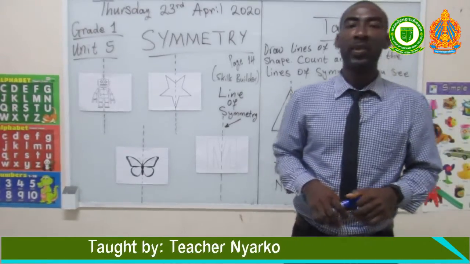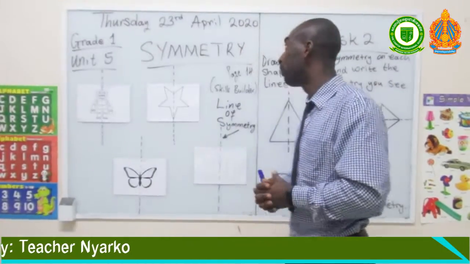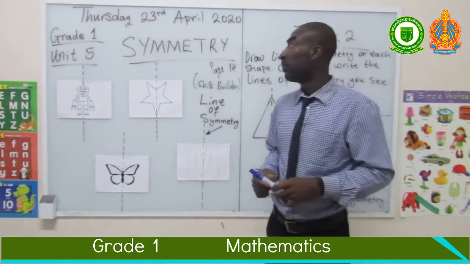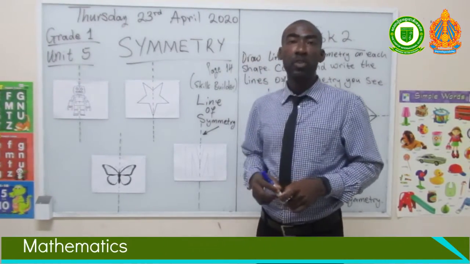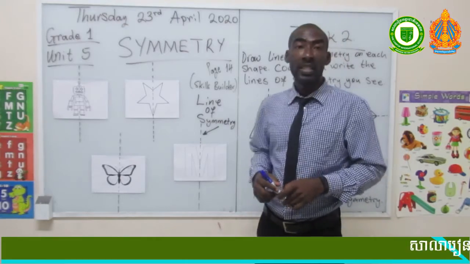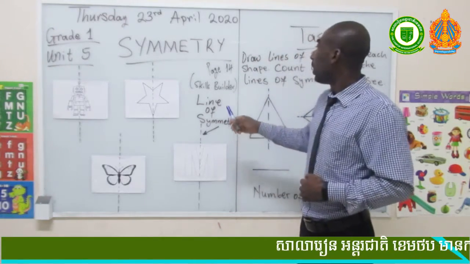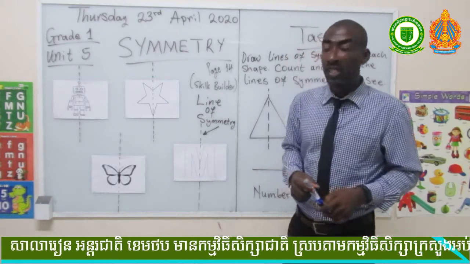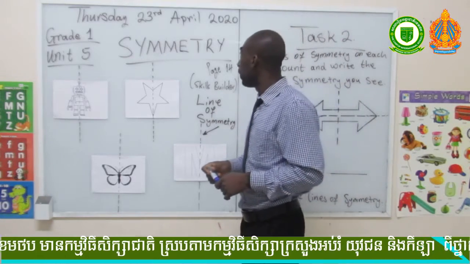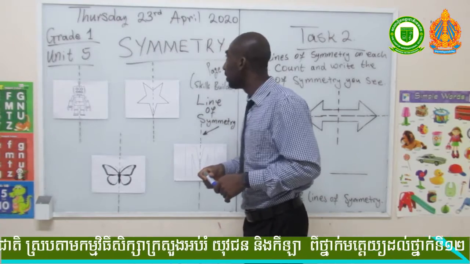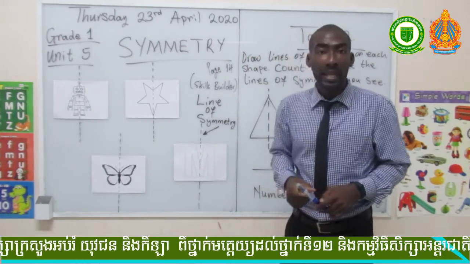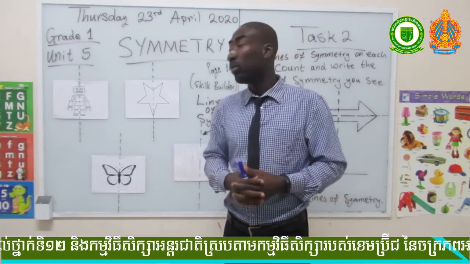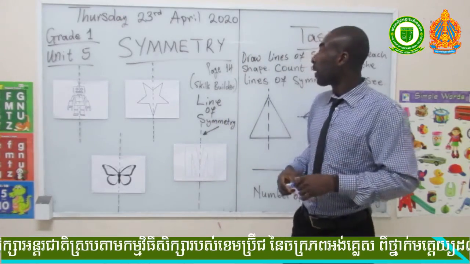Hello students, welcome back to our second video. Today's lesson is on symmetry, and it is taken from Unit 5 of our textbook at Skills Builder, part of our book, page 14. We studied that symmetry is a line that we draw on a shape to divide shapes into two equal parts.